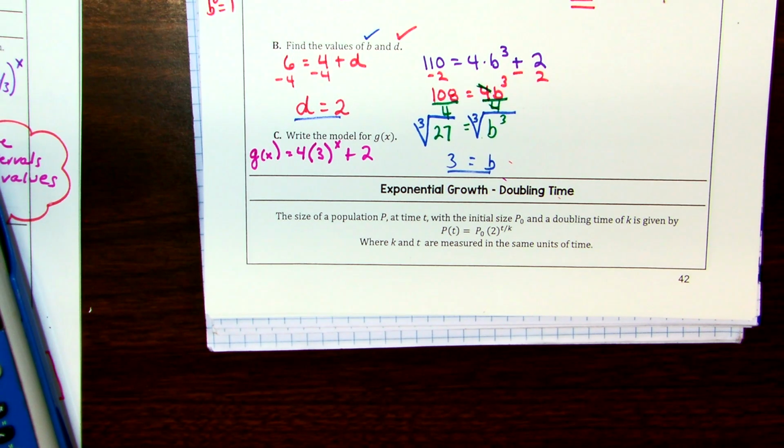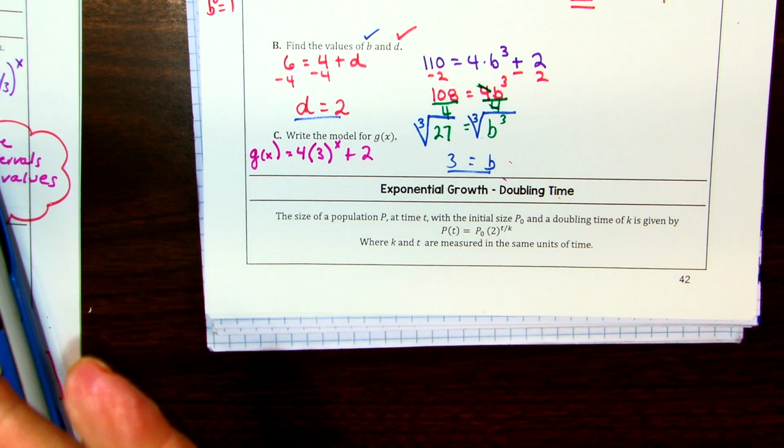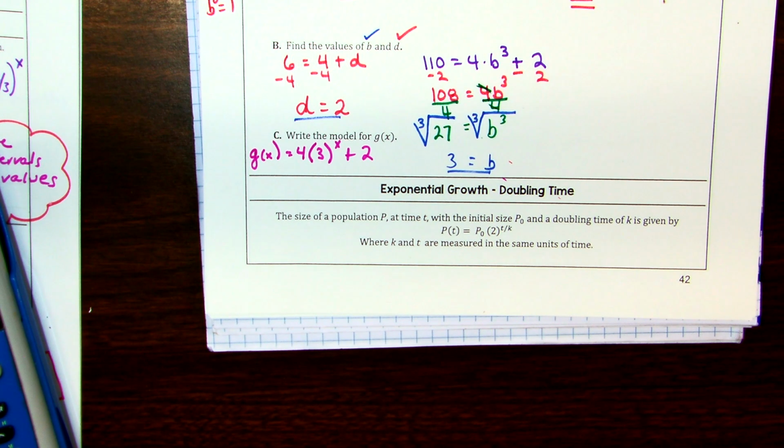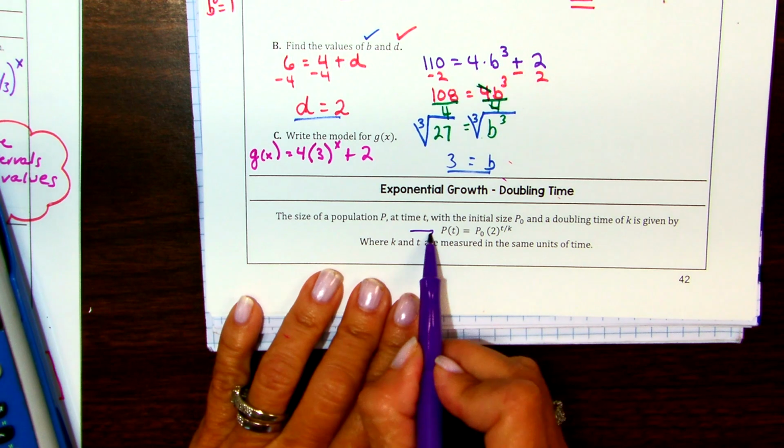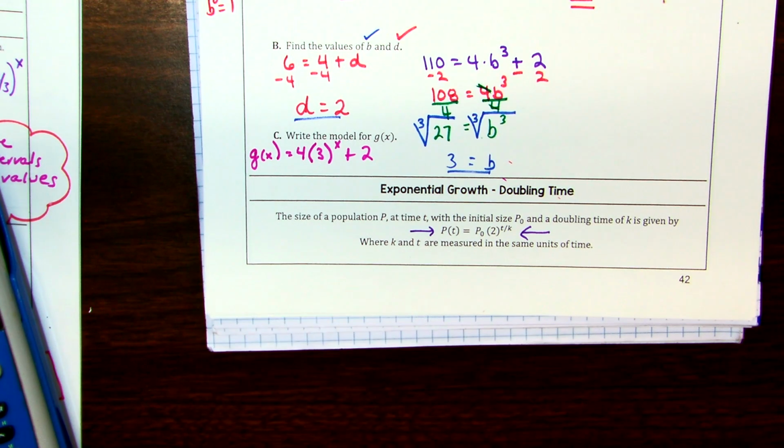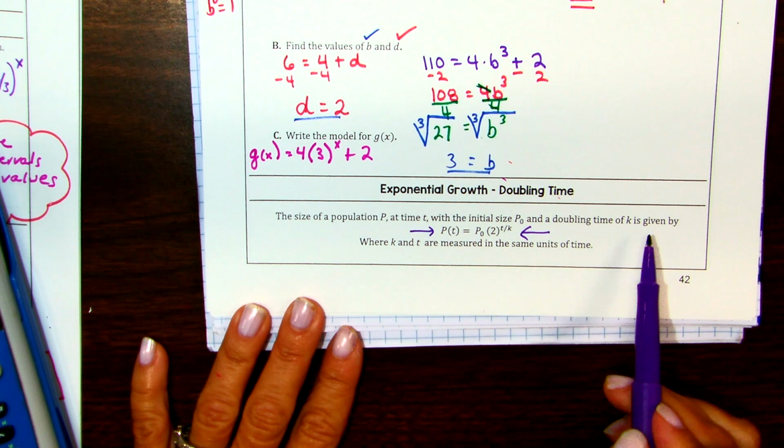Here we have exponential growth, doubling time formula. This is not a formula you have to memorize. Don't worry about it. This is the type of word problem you would be given the equation, and you would just have to know how to work with it. And they're being really nice here, giving us the formula, if you will, and then telling us what all the letters mean, okay?